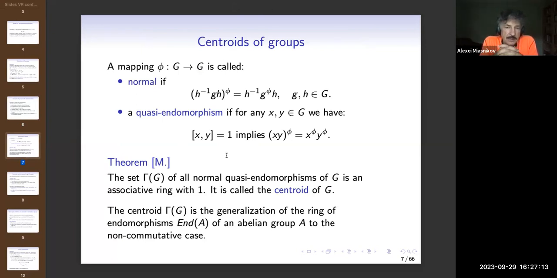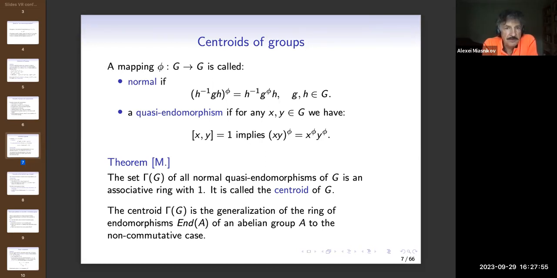Where can we find these rings of scalars in groups, really? Where to look for rings of scalars? The idea comes from ring theory, where you can define the centroid of a ring, which plays the role of the maximal ring of scalars in a ring and makes this ring into an algebra over this centroid. So if you think a little bit about how you can do it for groups, you can come up with the following definition.